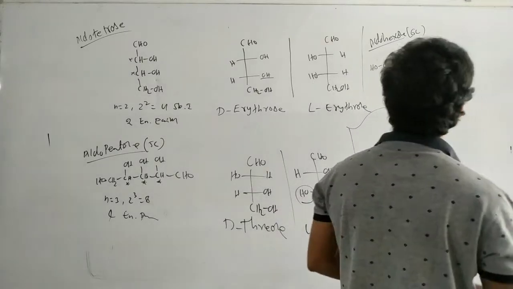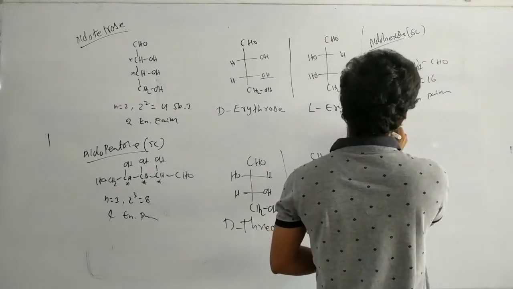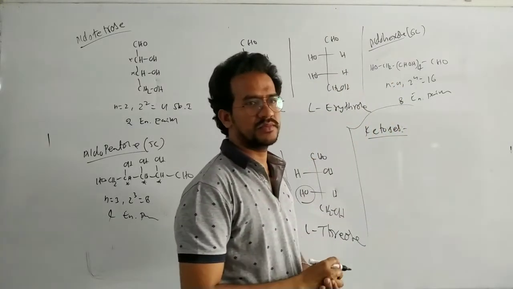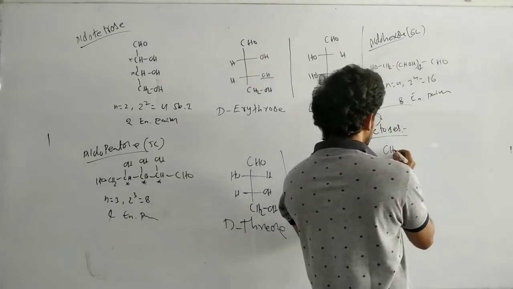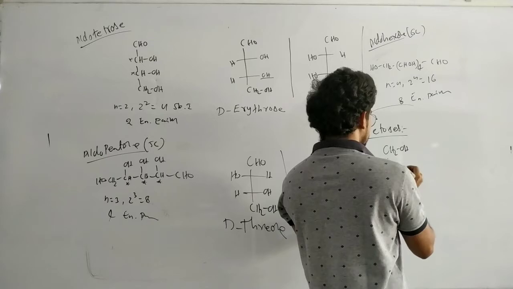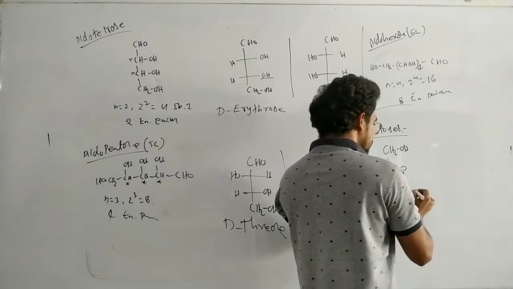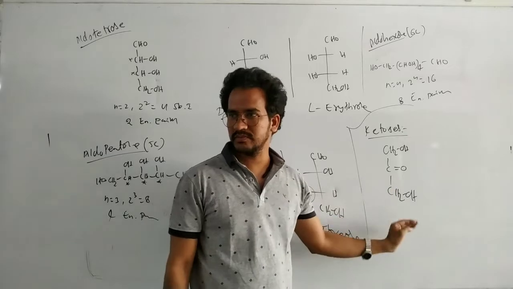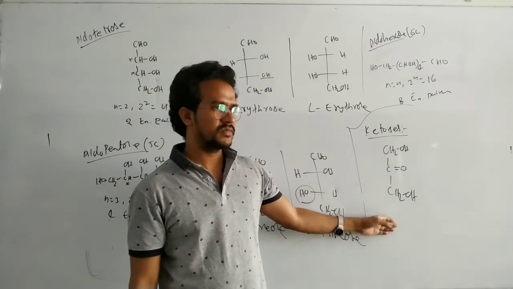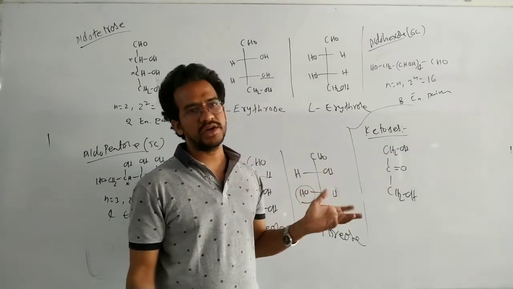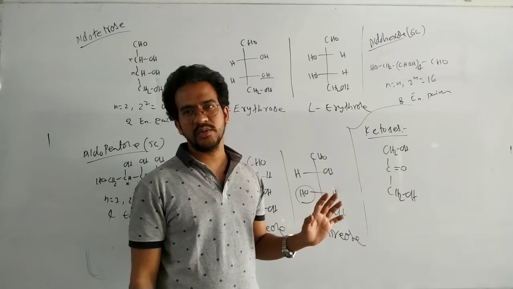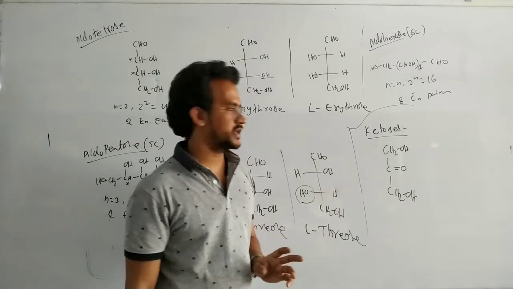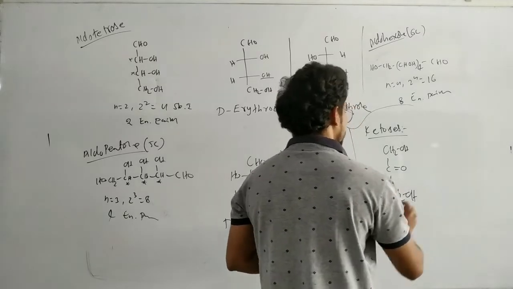Now next, ketoses. The first ketose is optically inactive. This is a polyhydroxy carbonyl compound. Two OH groups are there and a carbonyl group, but no chiral carbon. It is the only carbohydrate without optical activity.